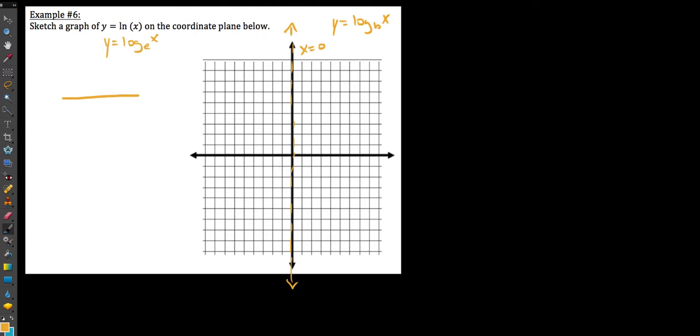Next up, if I'm ever going to table values for the graph of a logarithmic function, which here is ln of x, I'm going to plug in convenient values. That means we plug in 1, we plug in the base, whatever that is, e, and then we plug in 1 over the base.